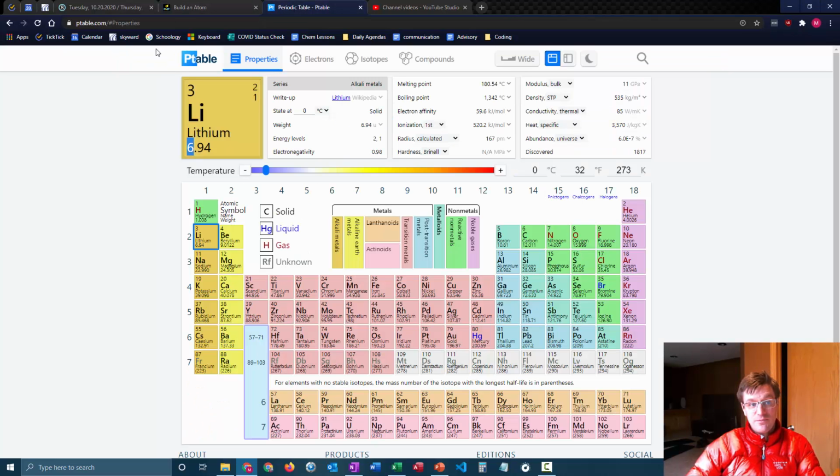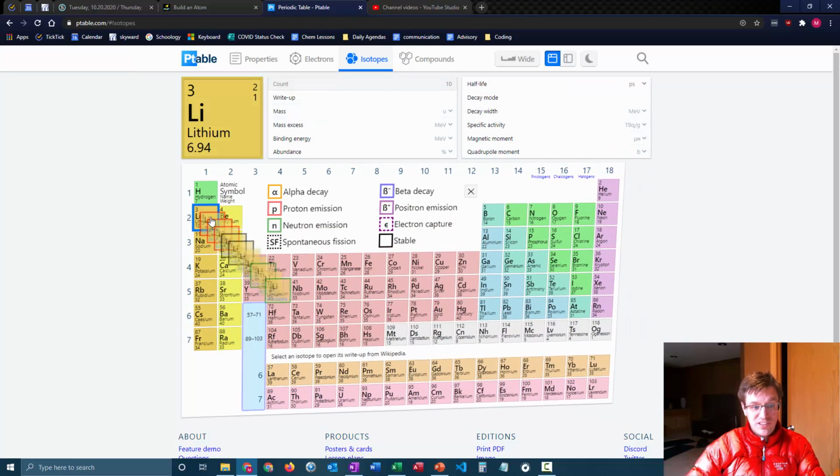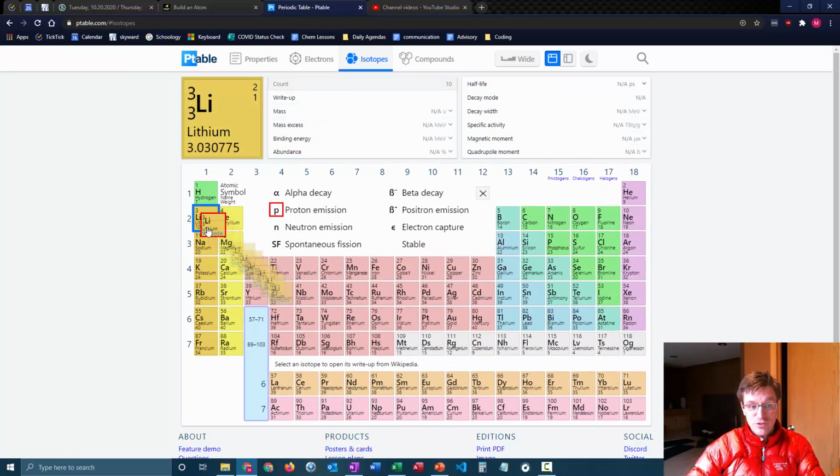Now ptable.com, you might notice right up top, has an isotopes tab, and you can click an element on there and see the most common isotopes in existence. And you will see that lithium actually has a lot of different isotopes. Now only the ones with the black border are stable. And you see there's lithium 6 with the 6 on top, mass number 6, or lithium 7 with the 7 on top.